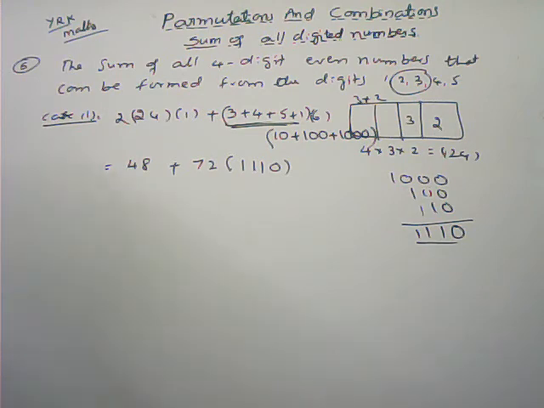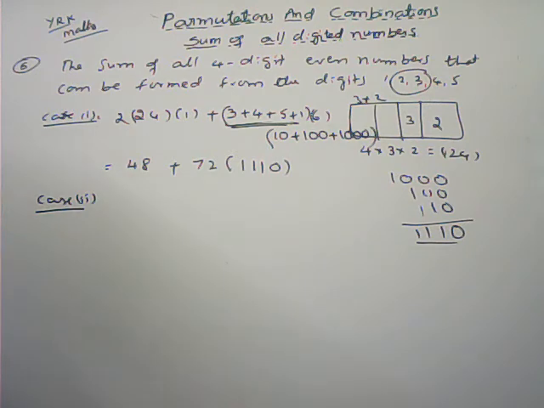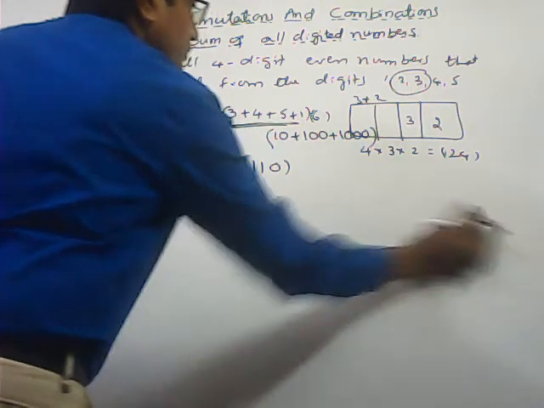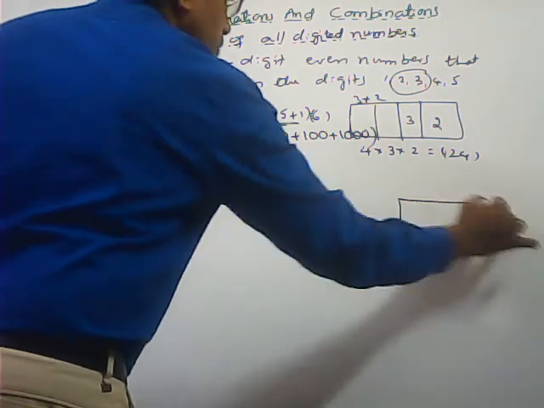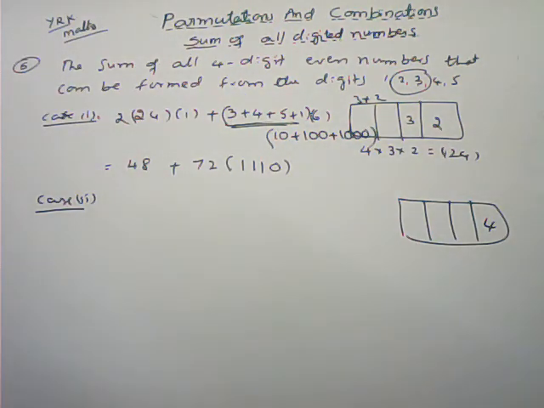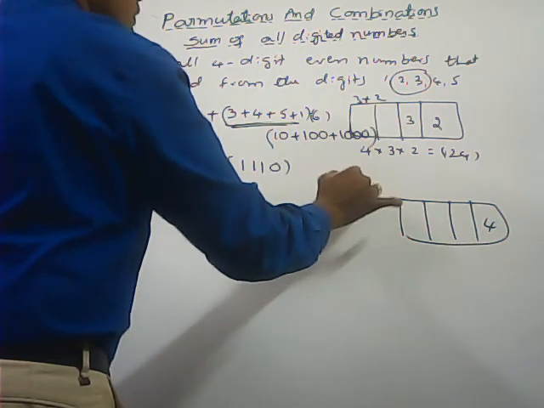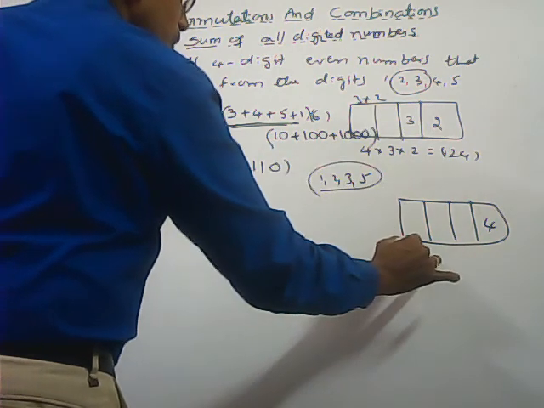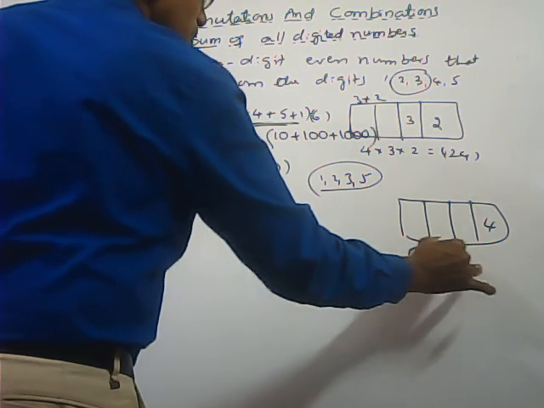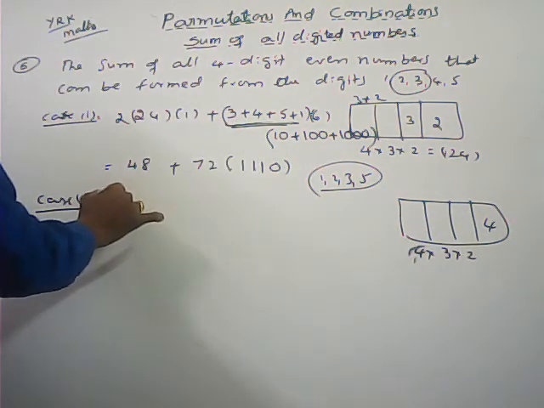Next one, case 2. If I keep 4 in the units place, here we want only even numbers. I am keeping that one, that is fixed only. Now, what are the digits left here? 1, 2, 3, 5. So this one can be filled in 4 ways, this one in 3 ways, this one in 2 ways. Total 24 we are getting.